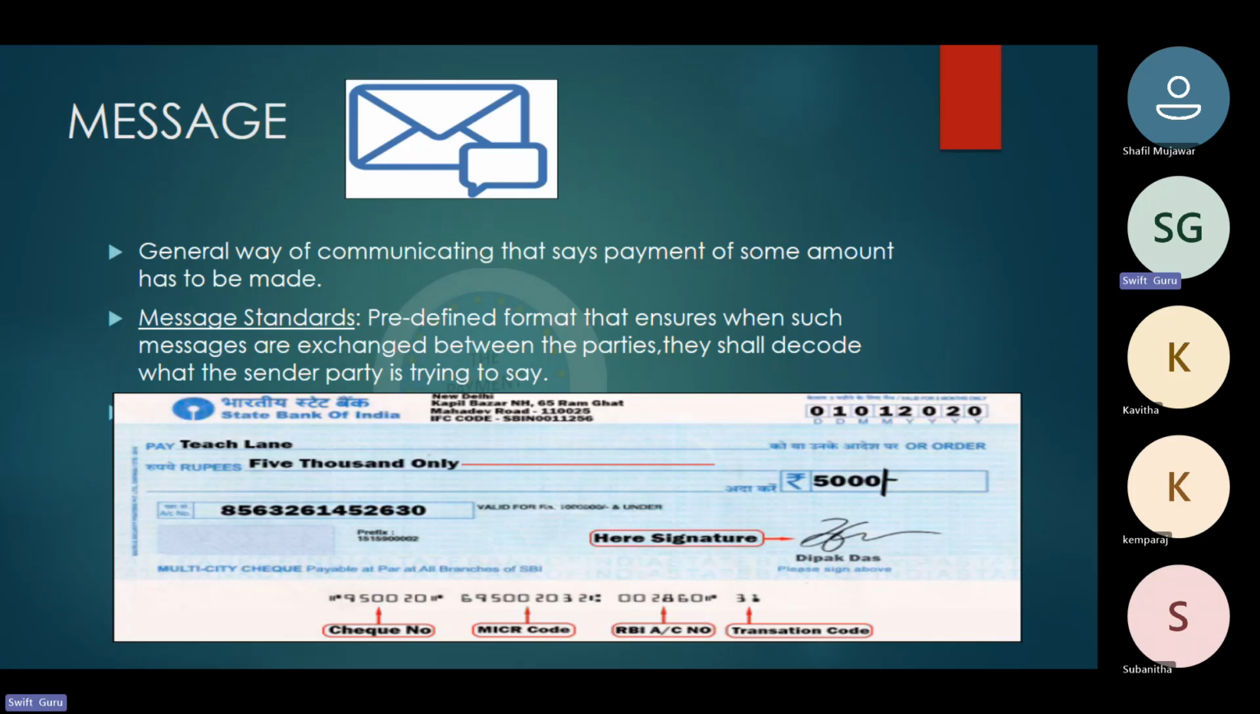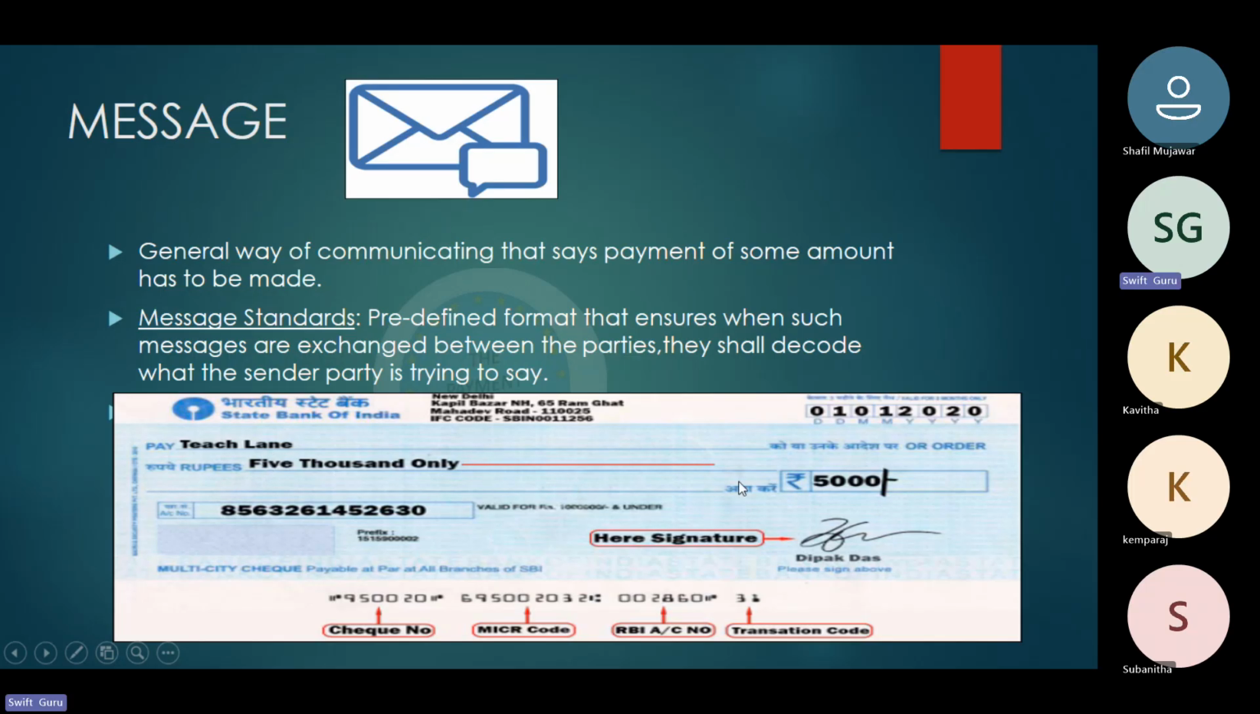Take the example of this check leaflet, one of the oldest ways of message communication from one bank to another bank, wherein they write, in this case, if you see, there are certain fields where they have captured the information, manually written. This person, Deepak Das, has written a check in the name of Tech Lane, a company, and the amount they have written is 5,000.